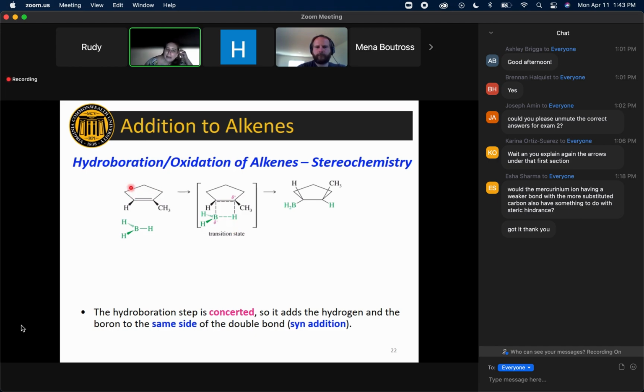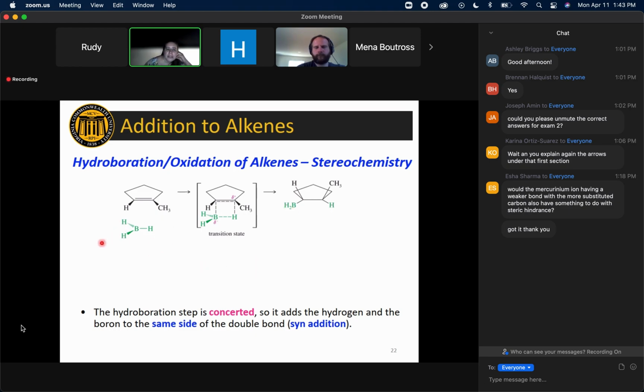So if we think about our pi bond as being a hot dog bun above and below, our BH3 is only going to interact with one side of that hot dog bun. And so both our new carbon boron bond and our new carbon hydrogen bond, after we finish making and breaking all of our bonds and go through our transition state to our hydroboration product, our boron carbon bond and our new carbon hydrogen bond are on the same side of where that double bond used to be.